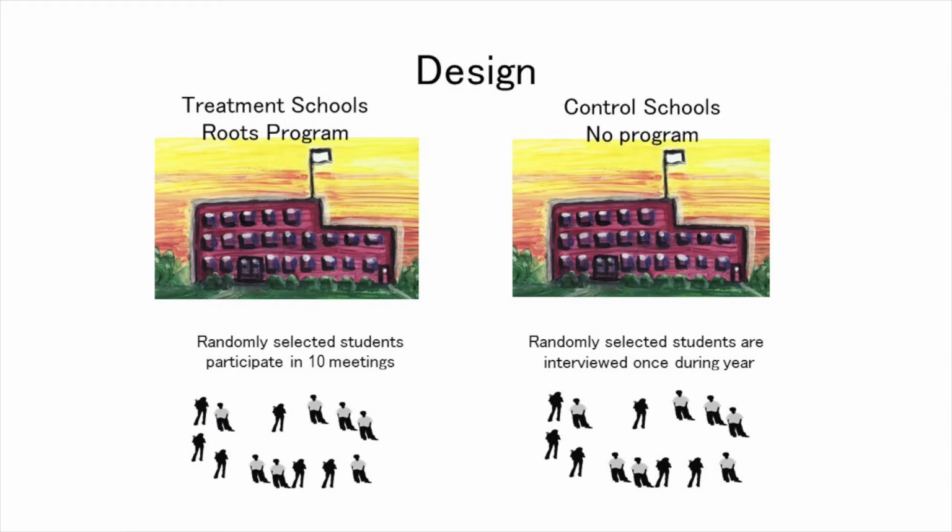And in the treatment schools, what we did was we randomly selected a group of students to participate in this year-long intervention program, which was 10 meetings where we brought these kids who didn't necessarily know each other together and got them to identify issues that they wanted to change about peer harassment in their schools, and then also to identify possible solutions and activities for addressing them.